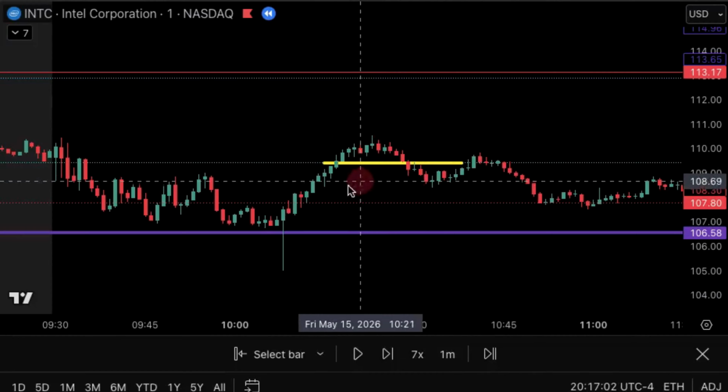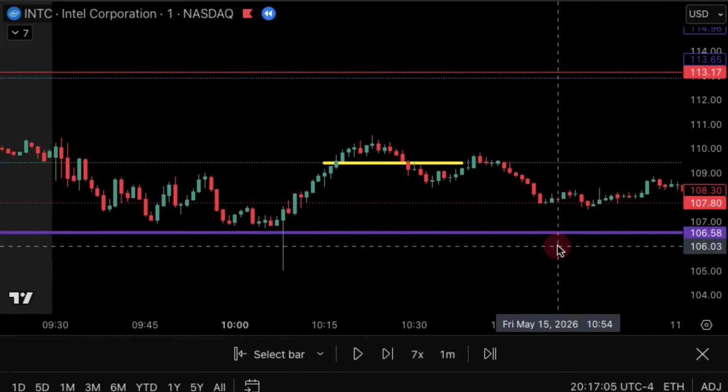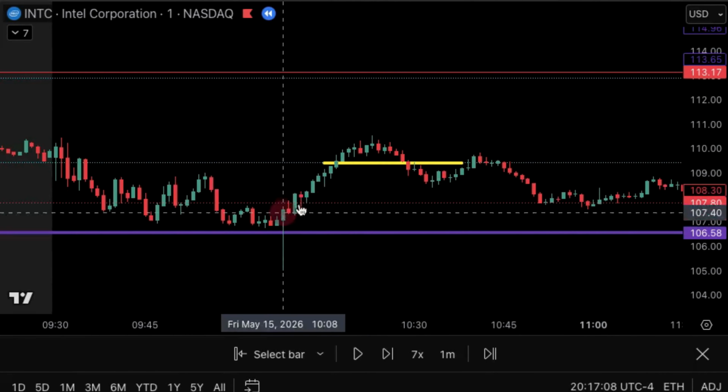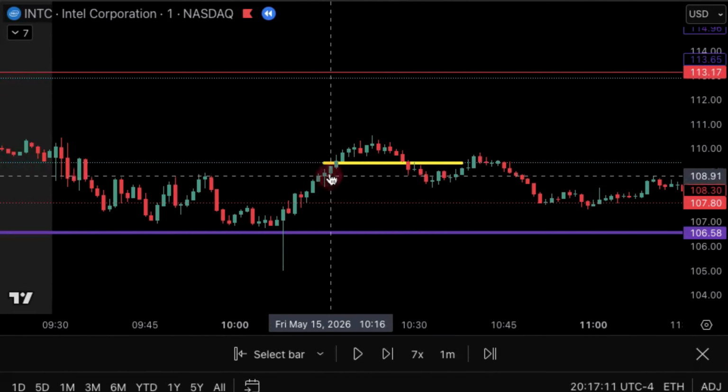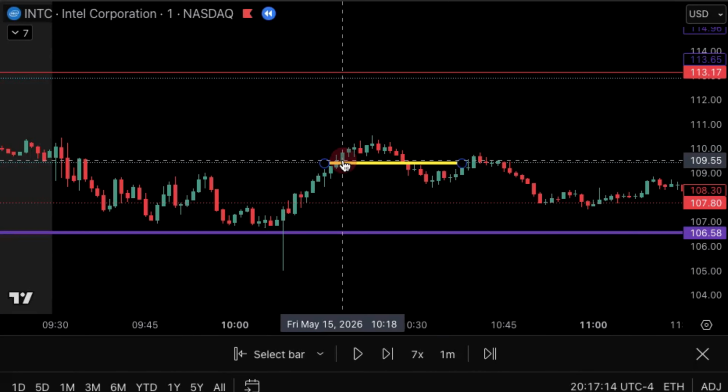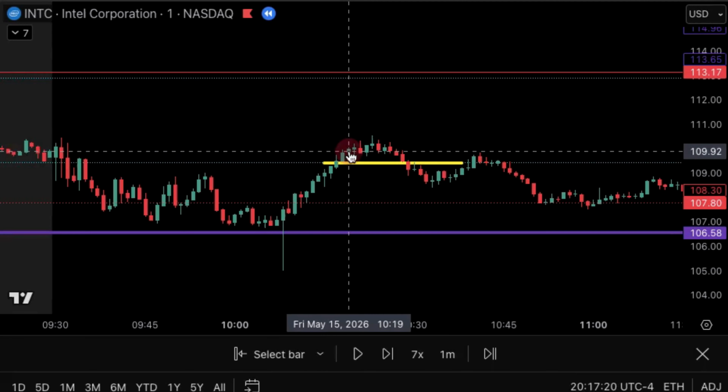We must be reversing. We must have come down here to this 106 level, and now we're reversing off of it. So we're heading back up. Okay, we got a break. We got a retest. I entered calls here. So I flipped to the bullish side, entered calls here. It seemed like it was working.